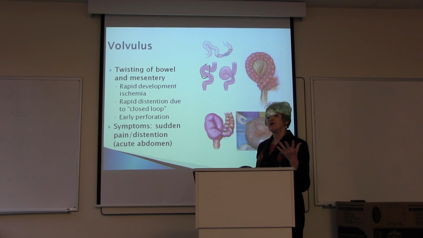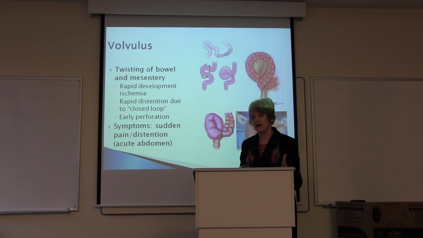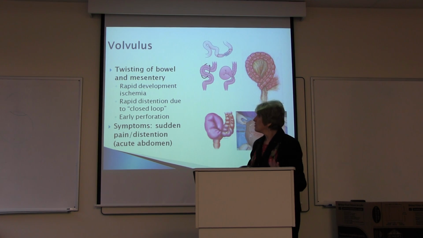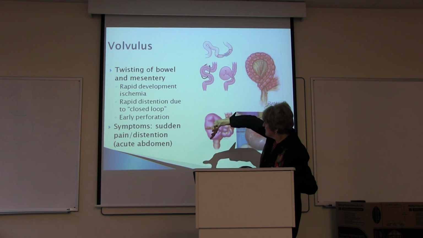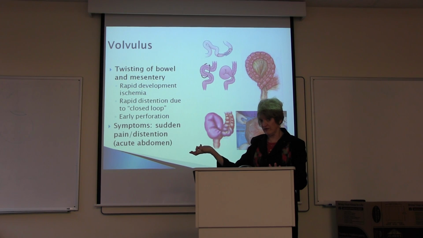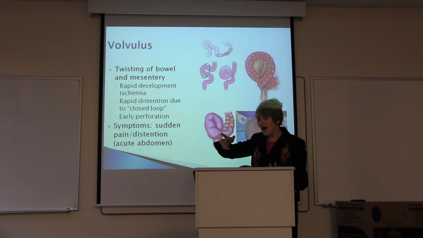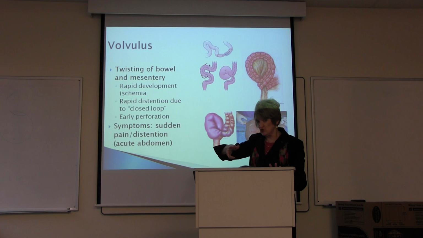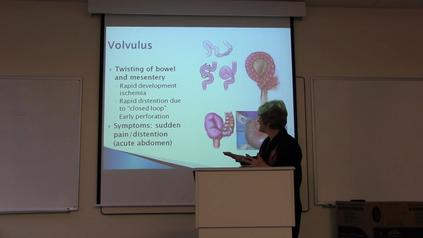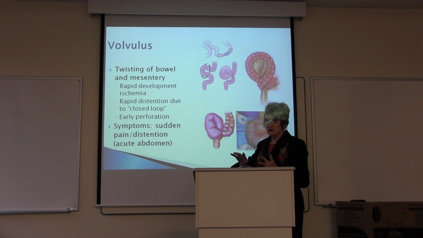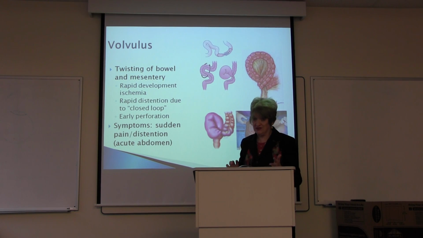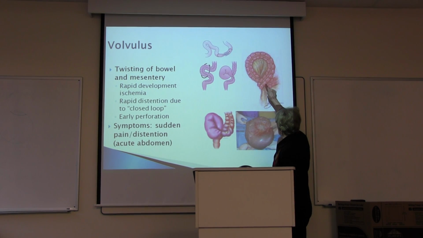Volvulus can occur in children, it can occur in adults. What happens with volvulus is literally the bowel twists on itself. Both the bowel and the mesentery twist. Now this sets up a very serious condition because you have what we call a closed loop obstruction.